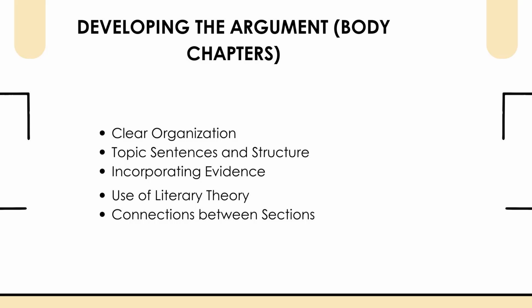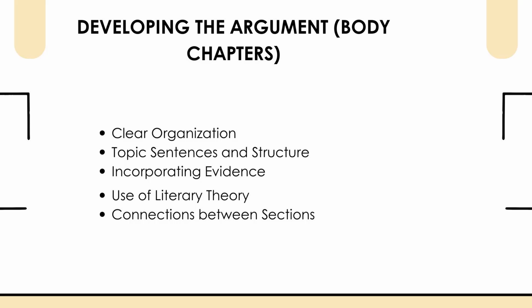Topic sentence and structure: each paragraph should start with a clear topic sentence that indicates the paragraph's main point. The following sentences should support this point with evidence, analysis, and examples. Incorporating evidence: when analyzing the primary text, use specific quotes to support your argument. Analyze these quotes in depth, explaining their significance and how they support your thesis.